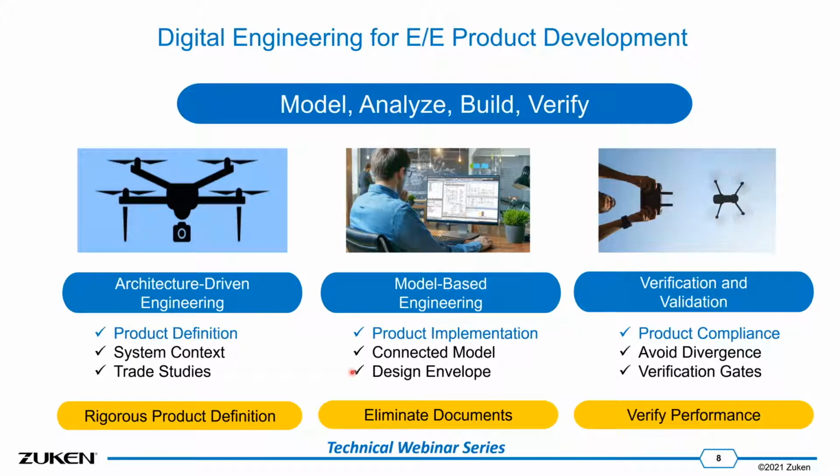And the final category is the verification and validation process, which is performed at key points in the design cycle, preset points in most cases, to improve the product compliance and product definition, and make sure that there is no divergence. The goal is to detect and minimize the divergence between the architecture and the build stages. The core topic for today is centered around the model-based engineering process, and we'll explore verification and validation in future discussions.